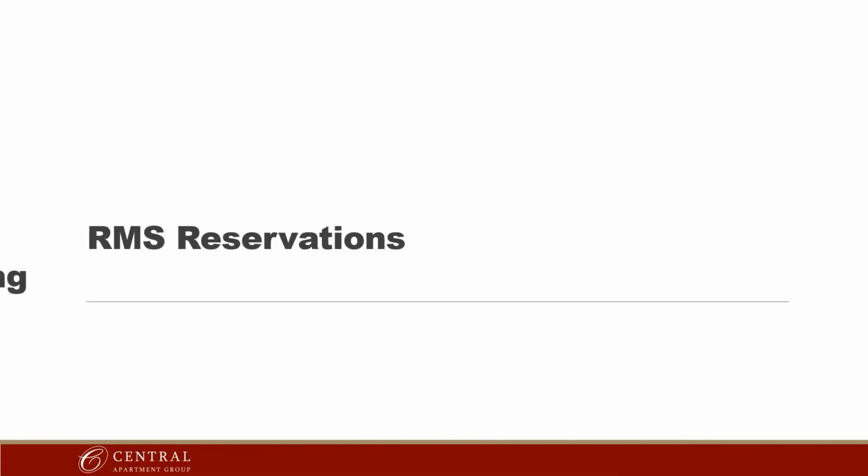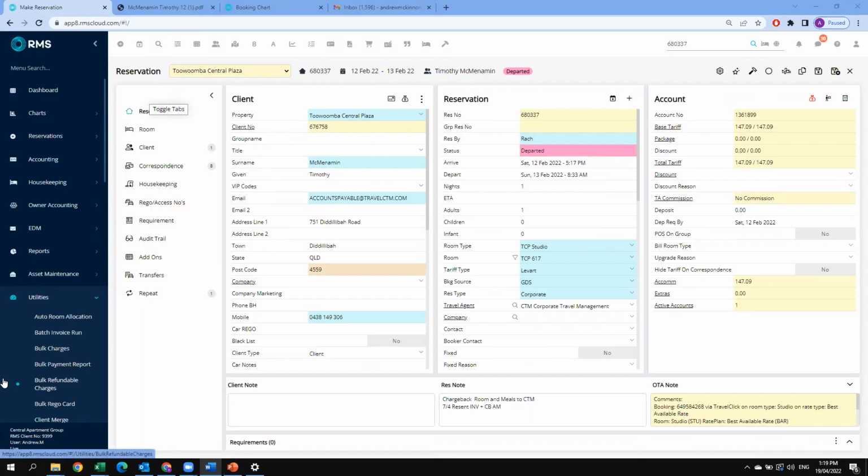Okay, so now I will show you an RMS reservation and what we're trying to look out for from an AR perspective. So we have 3 different clients. We have companies, travel agents, and individuals. Most of our business is through travel agents, so that's the major point. So we'll start with the travel agents.